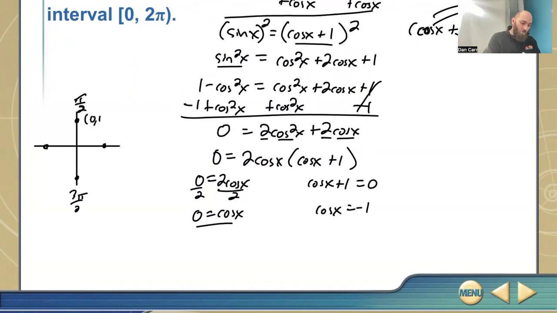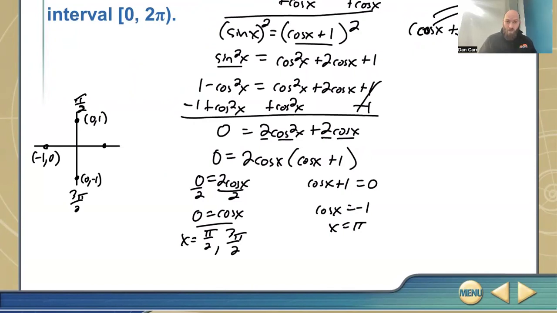Okay, so that is going to be (0, 1) and (0, -1). Okay, so that's my two answers there. x equals pi over 2 and 3 pi over 2. For cosine of x equal to -1, that's going to happen only at this value. Okay, so that happens at one spot, that is pi right there.